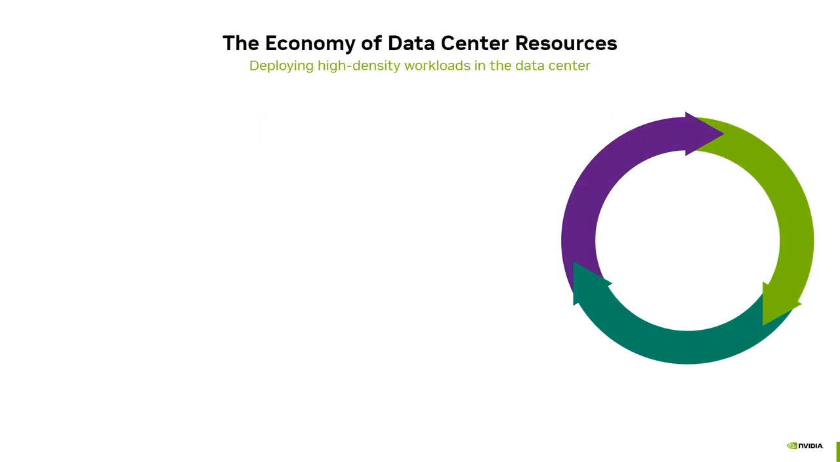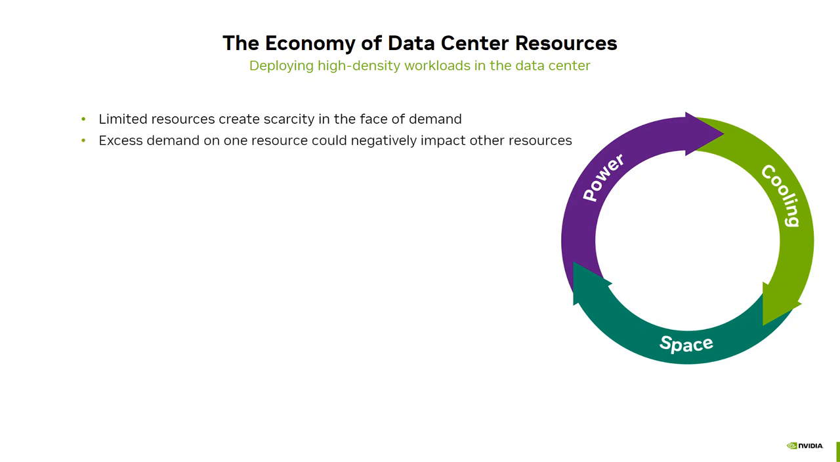At a high level, data center resources can be categorized as power, cooling, and space. Given that data centers have finite resources, a change in one of these resources impacts the other 2. This drives the need to optimize resource utilization for efficiency.